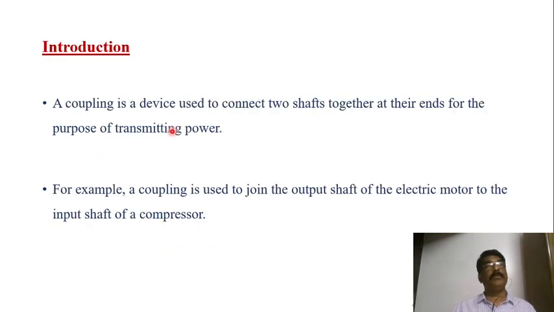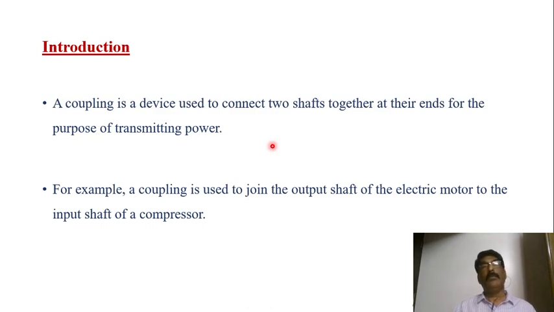Coming to the introduction, let us see what a coupling is. A coupling is a mechanical device which is used to connect two shafts so that power is transmitted from one shaft to another. When one shaft rotates, the coupling which connects the other shaft transmits the motion and thereby the other shaft also rotates. For example, the output shaft of a motor may be connected to the input shaft of a compressor by means of a coupling. In this case, power is transmitted from the motor to the compressor through the coupling and thereby the compressor runs.